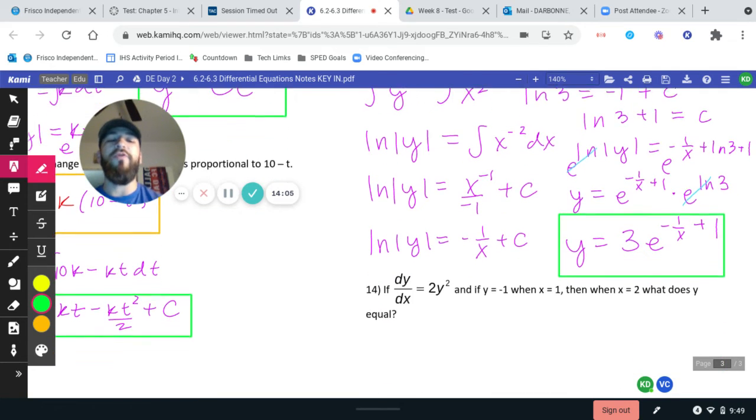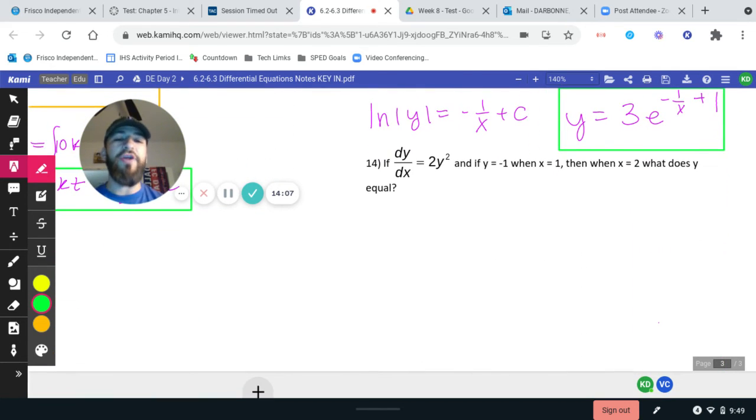All right, let's talk about 14. 14 isn't an FRQ, but it is a question you'll see. It shows up as a multiple choice question a lot. It's not too terrible. It just kind of has an extra step tacked on. So if dy over dx is equal to 2y squared, and if y is equal to negative 1 when x is equal to 1, then when x is equal to 2, what does y equal?